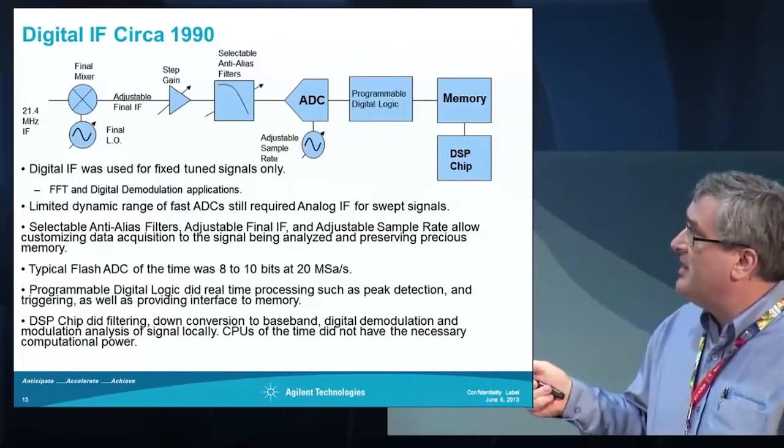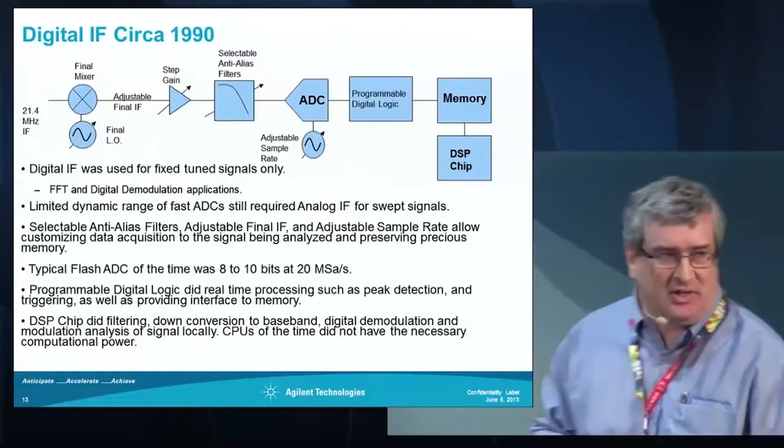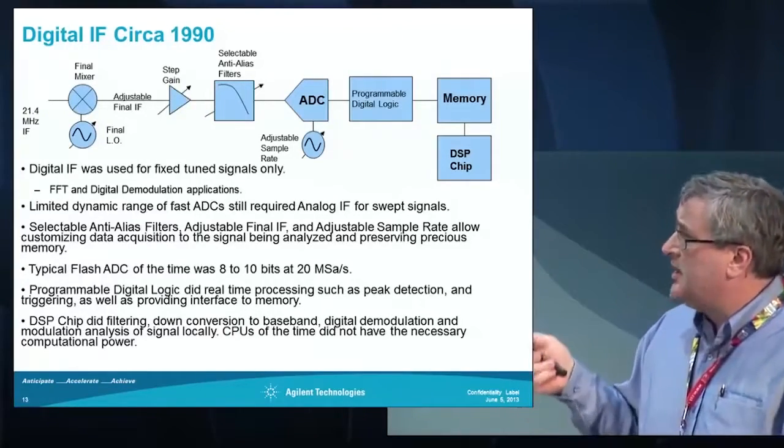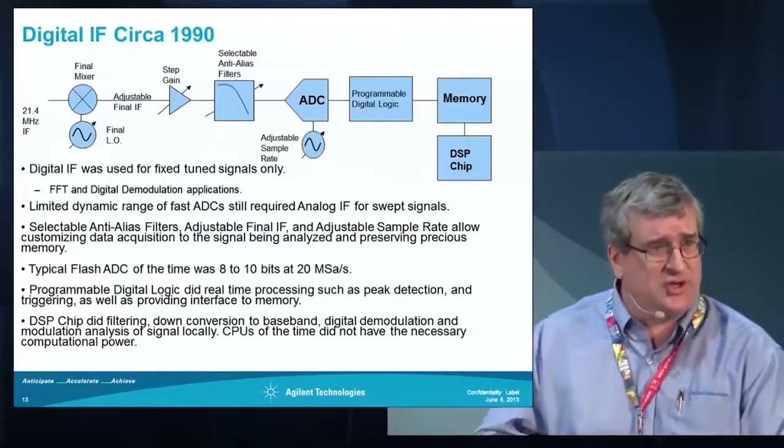The detectors were implemented in a CPLD or PLA at the time. And things like final digital down conversion and any demod we were doing were in custom DSP chips at that point. The CPUs that were present for embedded processors at that time simply didn't have the power to do any significant digital processing for us, but there were DSPs that could do that.